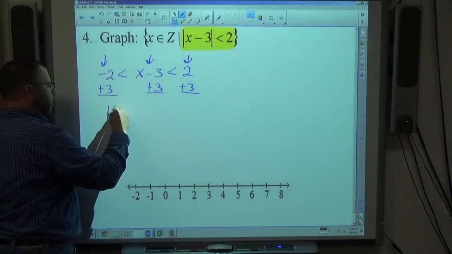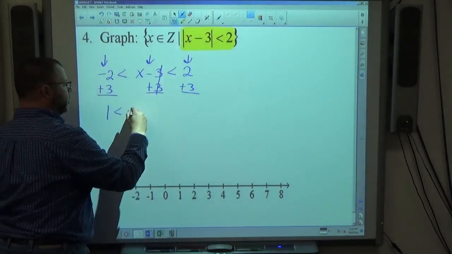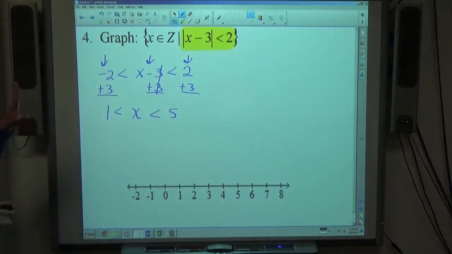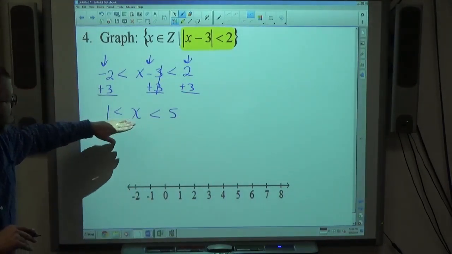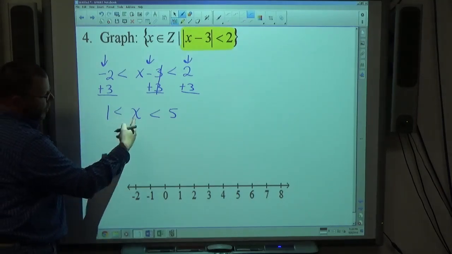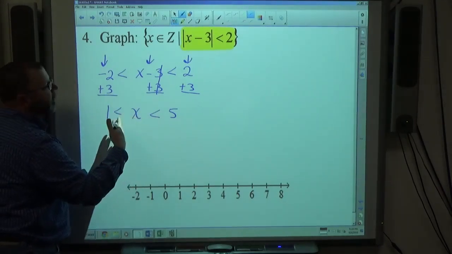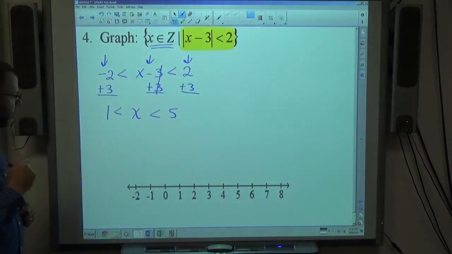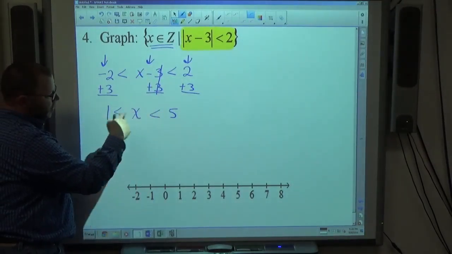Negative 2 plus 3 is 1. Negative 3 and 3 cancel, leaving me with x in the middle. 2 plus 3 is 5. So I'm graphing every number between 1 and 5. That's what this means. x is bigger than 1, x is less than 5, so between 1 and 5. Now here's where the domain matters. Domain is integers. I'm not including 1 or 5 because there's no equals.